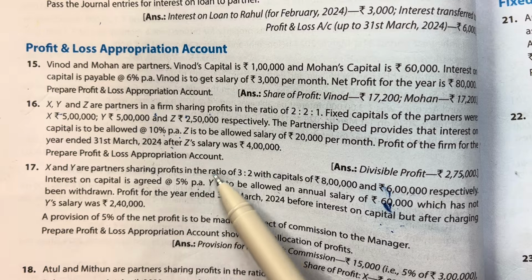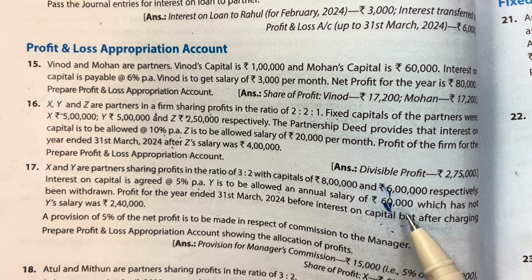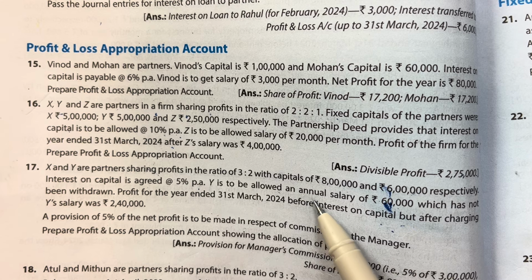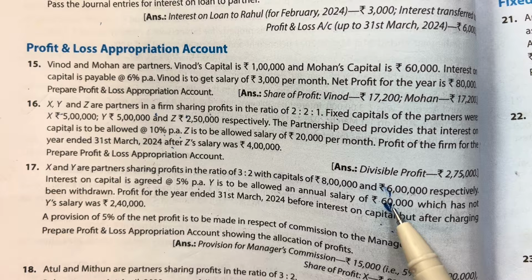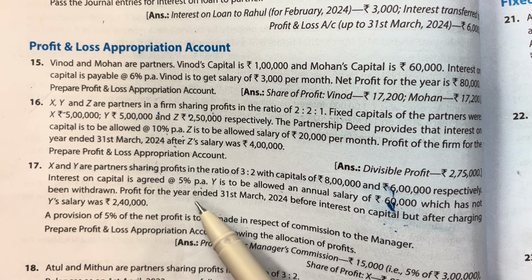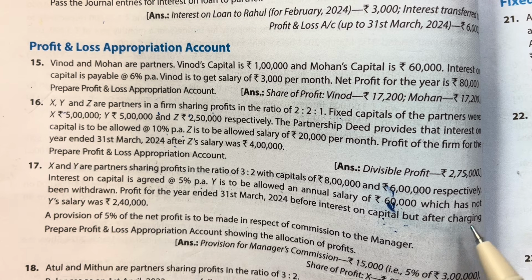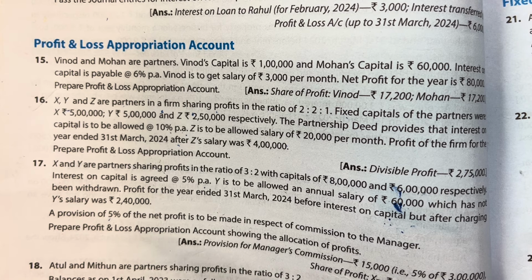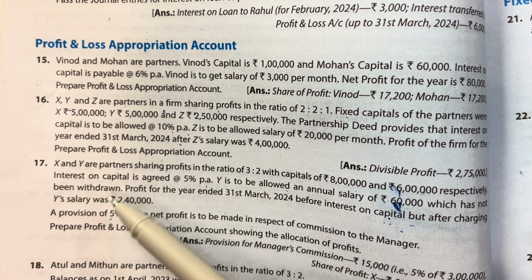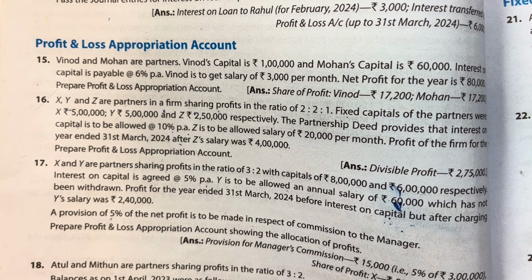So now we've got to calculate the interest on capital. Y is to be allowed an annual salary of rupees 60,000. Okay, Y is getting an annual salary, so there's no calculation in this. We can directly put the salary amount, which has not been withdrawn. Profit for the year ended 31st March before interest on capital, but after charging Y's salary is 2,40,000. So now this profit of 2,40,000 does not include Y's salary. Okay, in order to arrive at our net profit, we've got to add Y's salary of 60,000 to this.